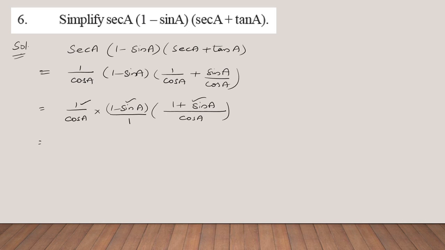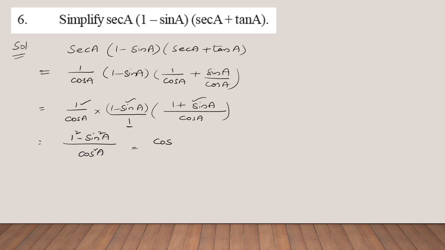So (1 minus sin A) into (1 plus sin A): A minus B into A plus B can be written as A square minus B square. So 1 square minus sin square A divided by, so multiplication with 1 is no problem, cos A into cos A is cos square A. Again 1 square means 1, so 1 minus sin square A.